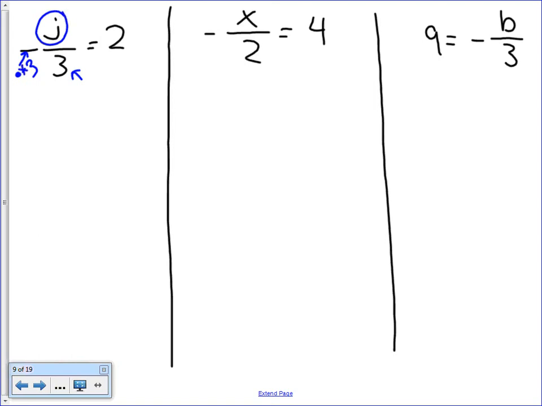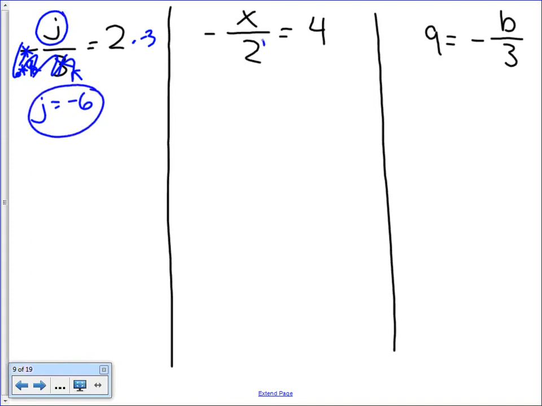The negative will cancel out with this negative, this 3 will cancel out with that 3, but when I multiply by negative 3, I have to do that on this side too. I forgot that step. So this all goes away. I have j equals 2 times negative 3, and that'll give me negative 6.